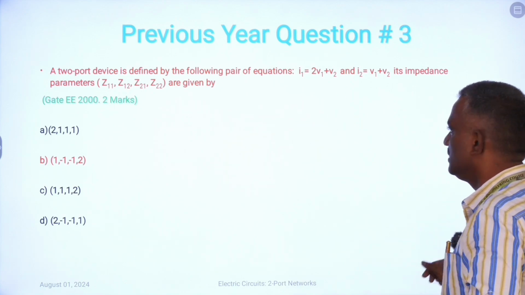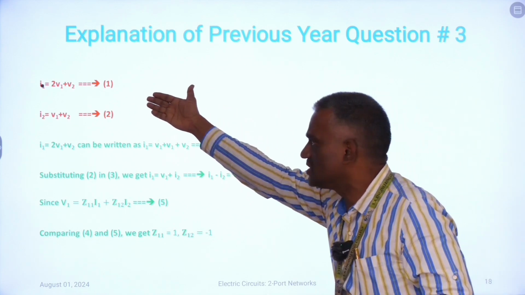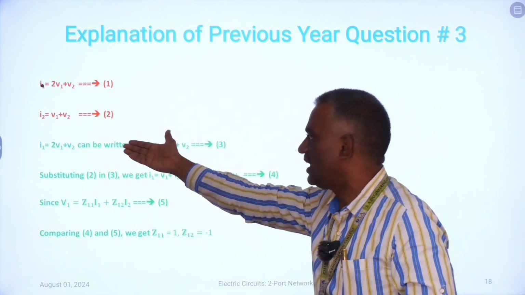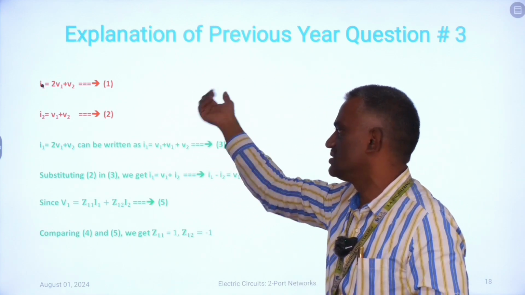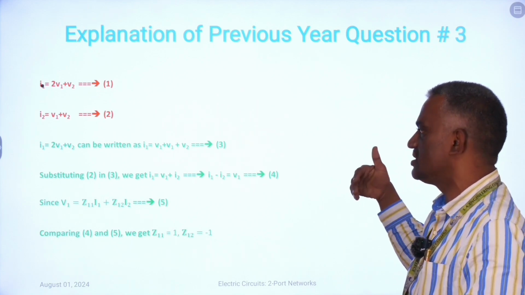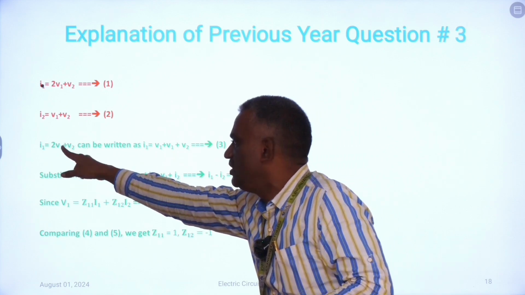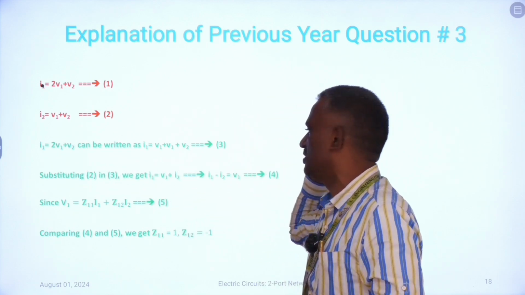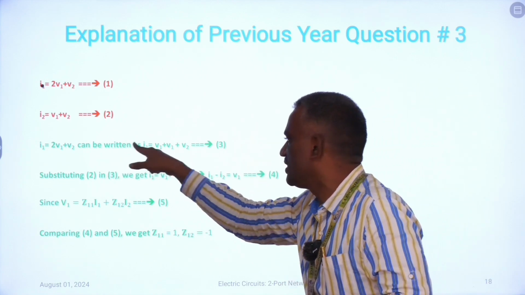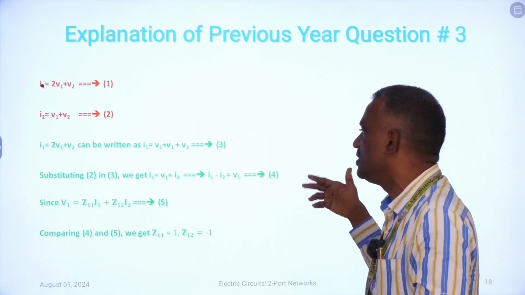We'll calculate it. I'm taking the 2 given equations. The first equation is I1 is equal to 2V1 plus V2. The second equation is I2 is equal to V1 plus V2. I'm going to modify equation 1. I'm going to write 2V1 as V1 plus V1, just making 2V1 as V1 plus V1.